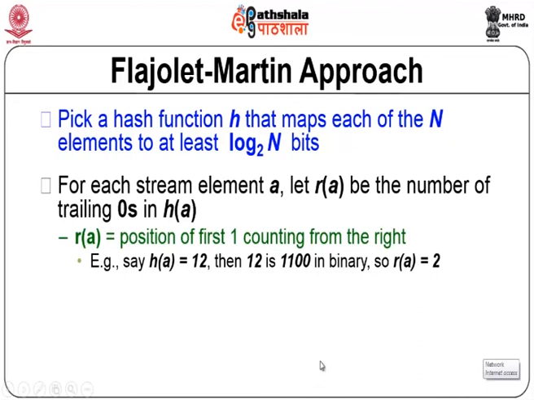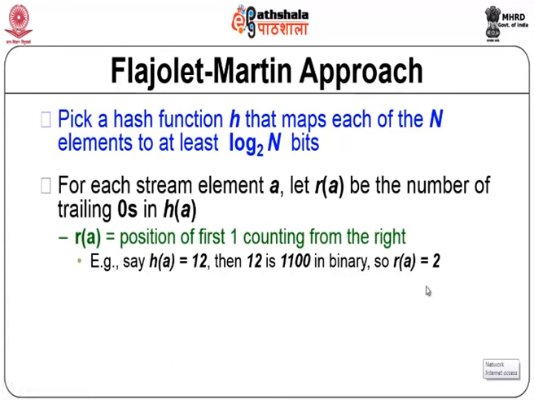Now, for each element that you encounter, you can define a function r of a, which indicates the number of trailing zeros in the hash function output h of a. For example, if h of a results in a value 12, and 12 is represented in binary format as 1 1 0 0, then r of a will indicate the number of trailing zeros. So, from the least significant bit you can find there are two zeros: the least significant bit is 0 and the next bit is also 0. So, it indicates r of a will be equal to 2.